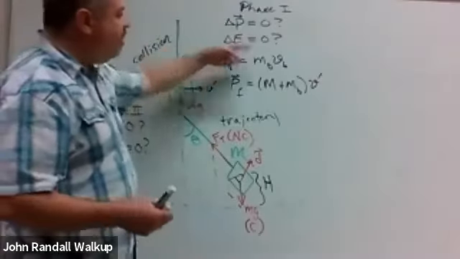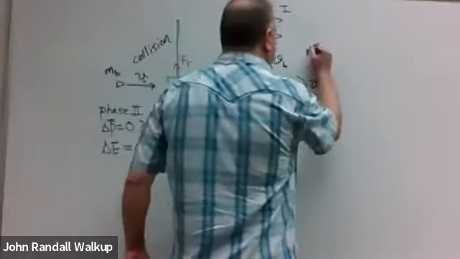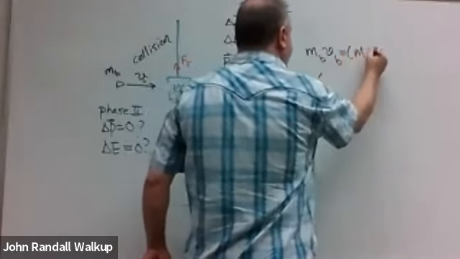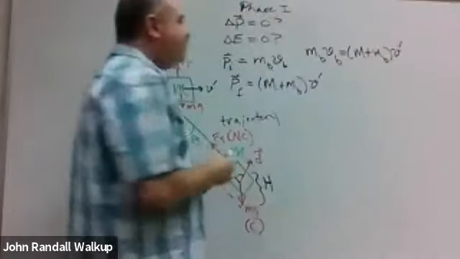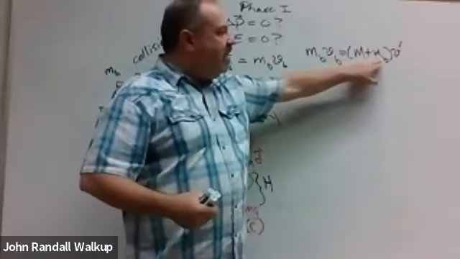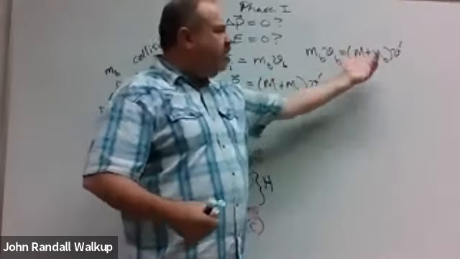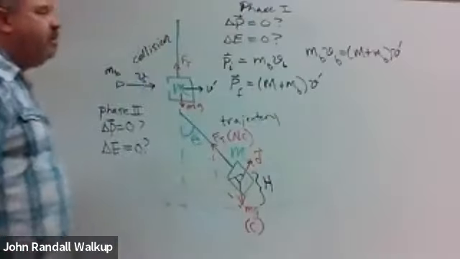Momentum conserved means that these must equal each other. So M sub B times V sub B must be equal to big M plus M sub B times V prime. Now, quite often in these calculations, they leave the M sub B off because big M is so much bigger than M sub B that for all practical purposes you can just call this big M. I typically don't. I leave it in there.